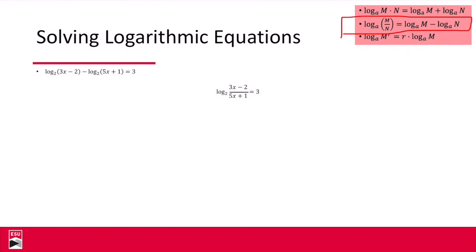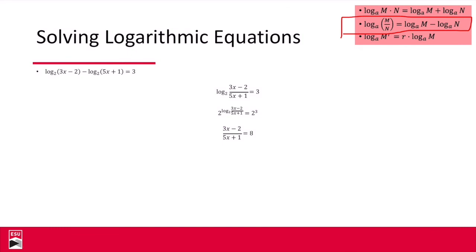And that means when we raise 2 to both sides, because that's the base of our logarithm, we're going to get 2 to that mess equals 2 to the 3. Well, 2 to the log base 2 is going to cancel out. So we'd be left with (3x minus 2) over (5x plus 1) is equal to 8, because that's 2 cubed.